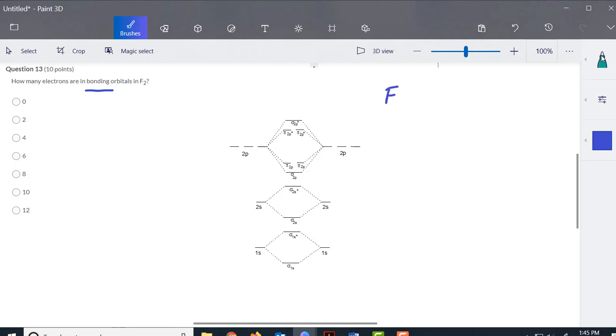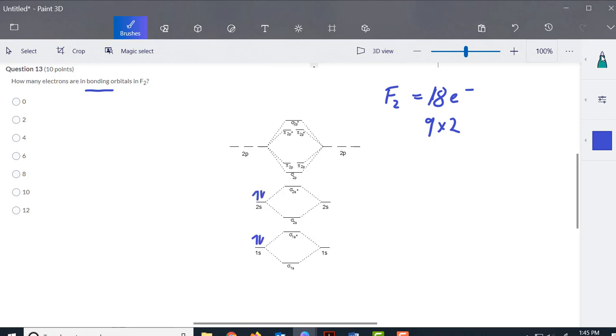F2 has an atomic number of 9, so that means there are 18 electrons, which we get from 9 times 2, of course. So I have to put in 18 electrons here, and I fill according to the Aufbau principle, which means I fill from the bottom to the top, and then I use Hund's rule and go across as well. So let's see how that works.